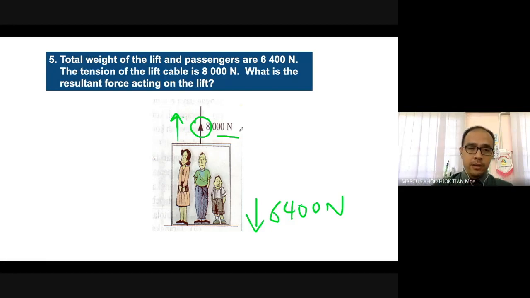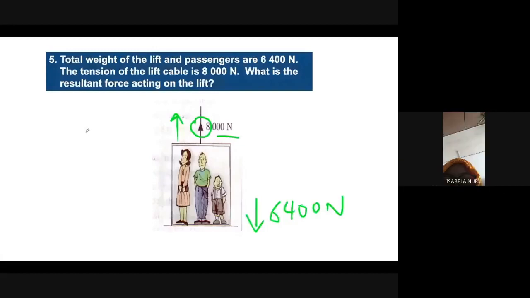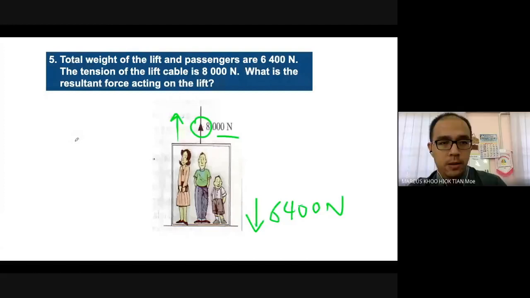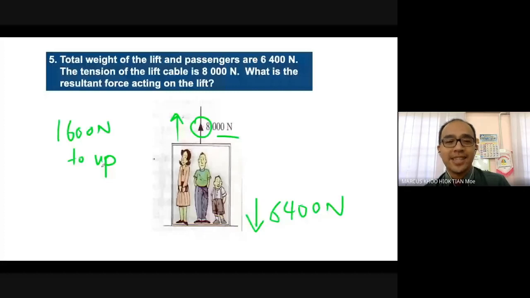Let's see. Isabella, are you there? Yes. Okay, what is the resultant force? What do you think is the resultant force on this lift? I think it's 1,600 newtons. Okay, to which direction? To the right. To up. To up. No, it cannot be to the right, right? Okay, thanks.